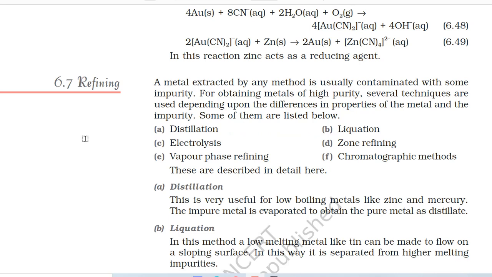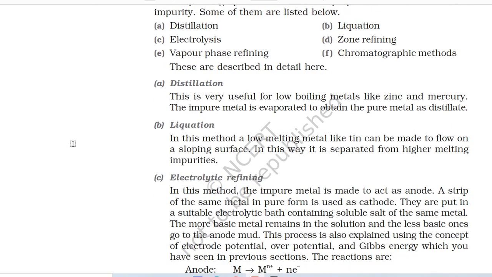6.7 Refining. A metal extracted by any method is usually contaminated with some impurity. For obtaining metals of high purity, several techniques are used depending upon the differences in properties of the metal and the impurity. Some of them are listed below: A. Distillation, B. Liquefaction, C. Electrolysis, D. Zone refining, E. Vapor phase refining, and F. Chromatographic methods. These are described in detail here.